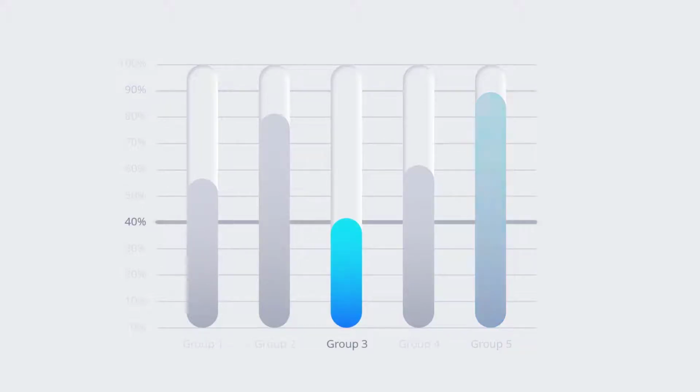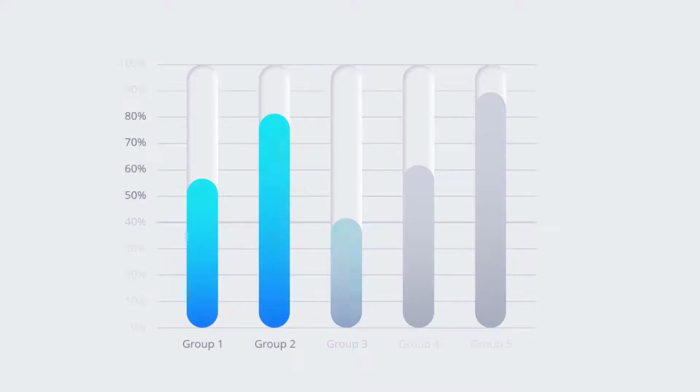Now, if I were to change that element, now where do your eyes go? Your eyes go to group 3, 40%. And you're looking at the variable that I want you to look at. Let's try one more.